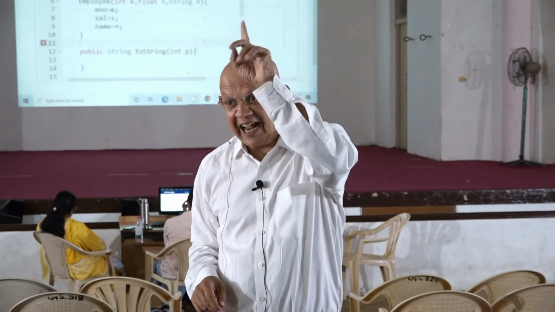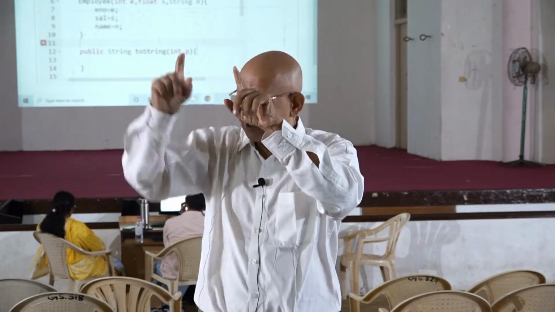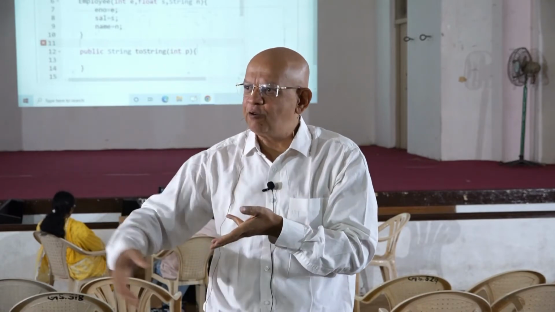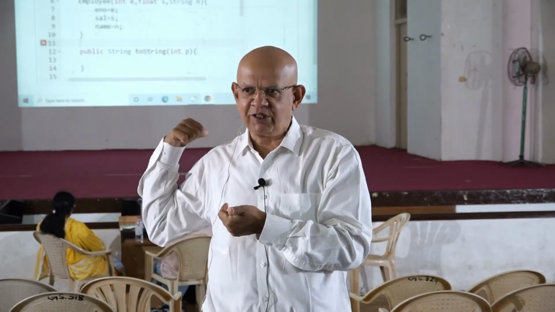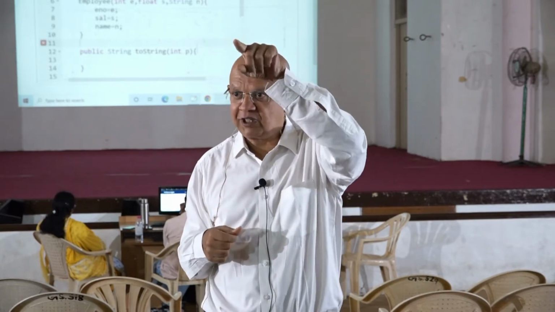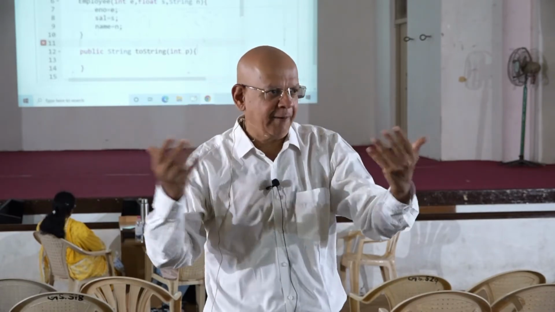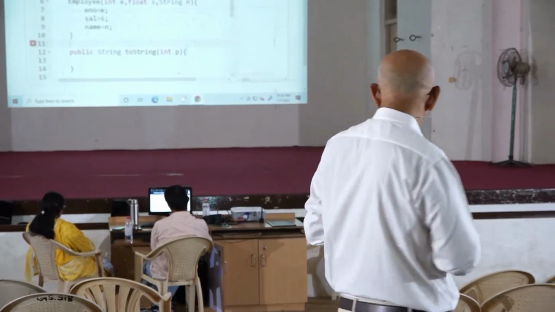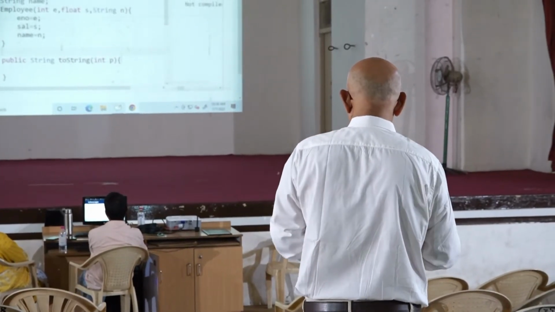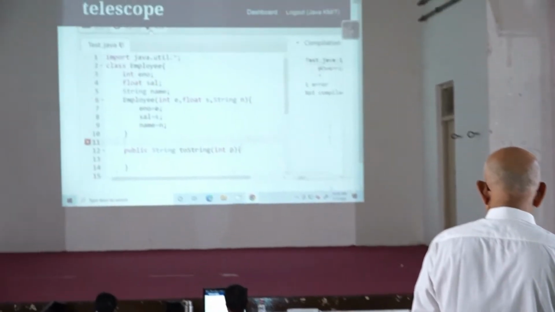My intention was to override that toString, because that is the toString which is called by system.out.println, not this toString with parameter. That toString without parameter, because it works on all objects. So now my compiler will feel happy. Okay, we'll compile it.